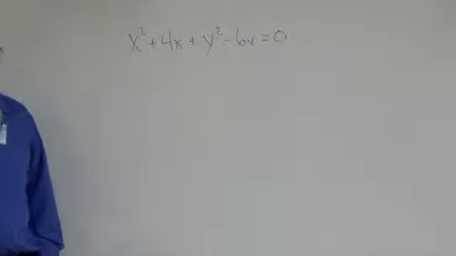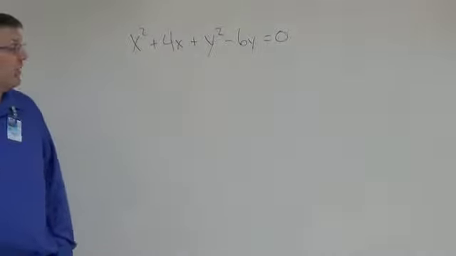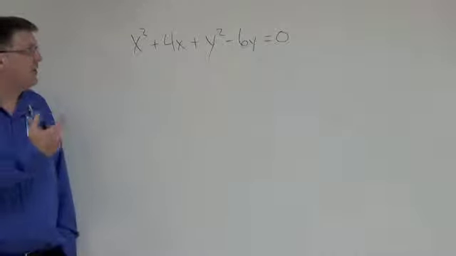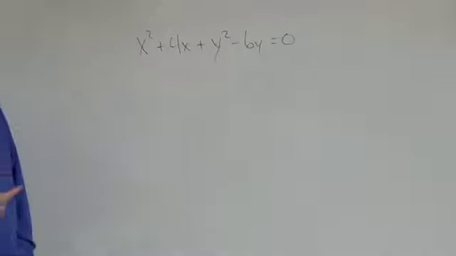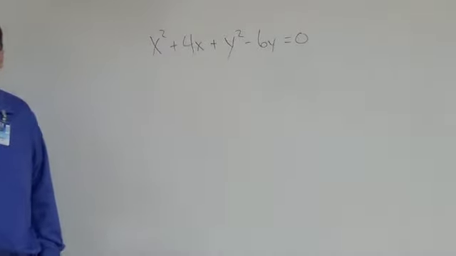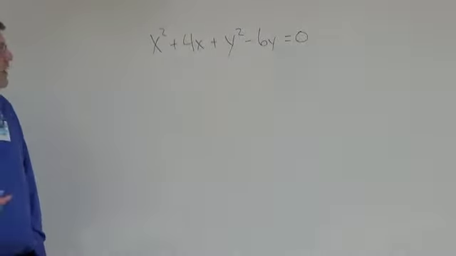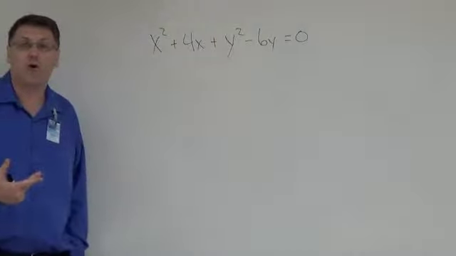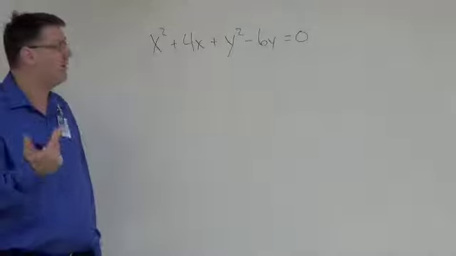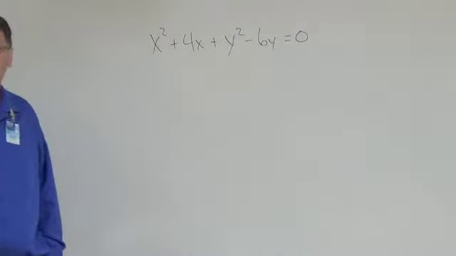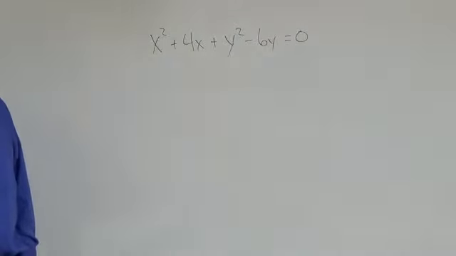Alright, on the last two videos we talked about completing the square, but we only had a single variable. In this example here, x squared plus 4x plus y squared minus 6y equals 0, we have two different variables, an x and a y. And in this case, both of them are squared. If you have a parabola, you can still have two variables, except the y or the x may not be squared. You only have one of the variables being squared.